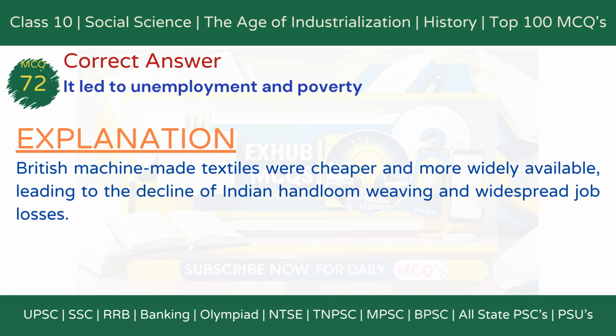The correct answer is option C. It led to unemployment and poverty. Explanation. British machine-made textiles were cheaper and more widely available, leading to the decline of Indian handloom weaving and widespread job losses.